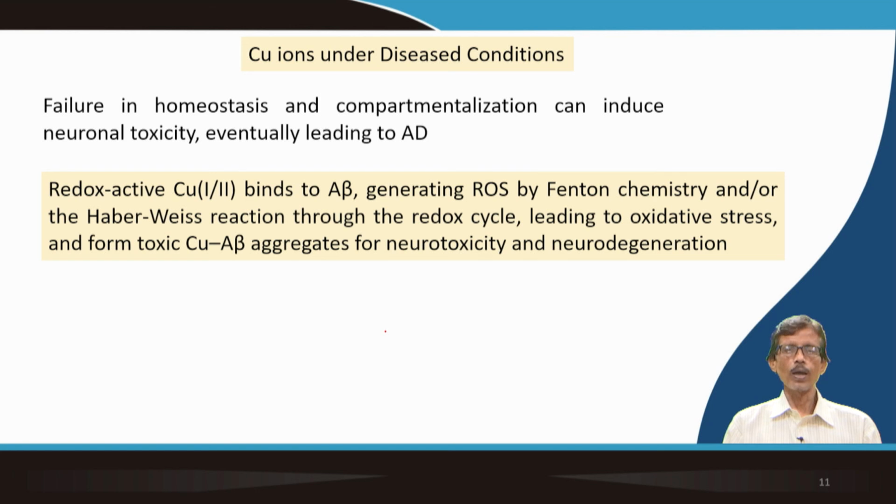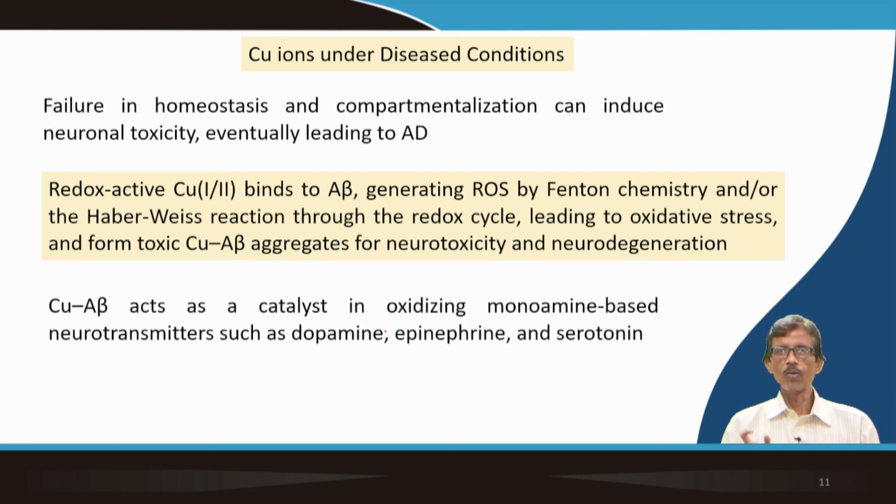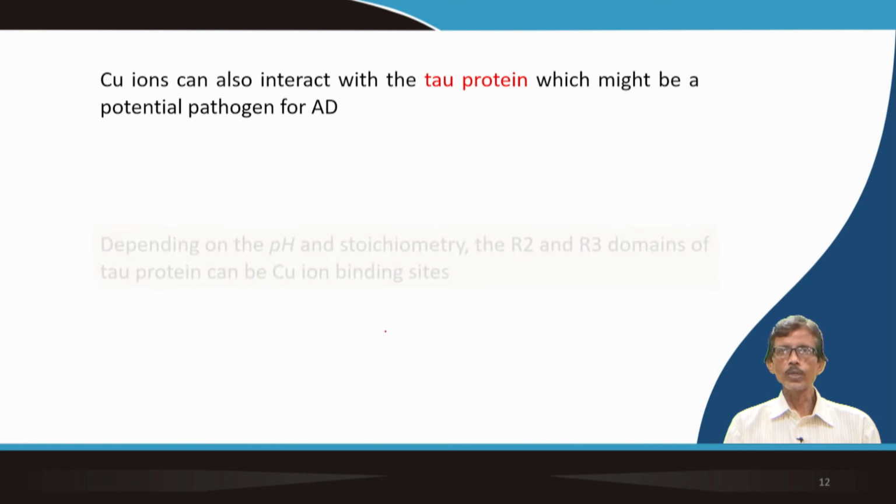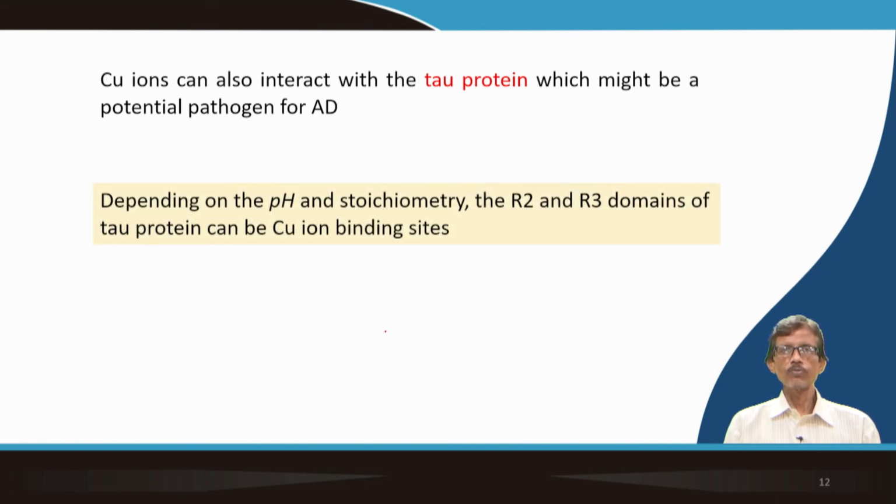So, these redox active copper 2 ions can bind to your AB, generating ROS and phenol like chemistry and the Haber-Weiss reaction through the redox cycle, leading to oxidative stress and forming toxic copper A beta aggregation. So, copper is required basically; it is not that AB alone can aggregate. Then it acts as a catalyst for monoamine based neurotransmitters such as dopamine, epinephrine and serotonin. That means the copper can function as a very good catalyst for the formation of neurotransmitters there. So, among all these interactions, some of them can show the greatest activity in oxidation of several monoamine based neurotransmitters. Okay. It can also interact with the tau protein, as I told you, a potential pathogen for AD development.